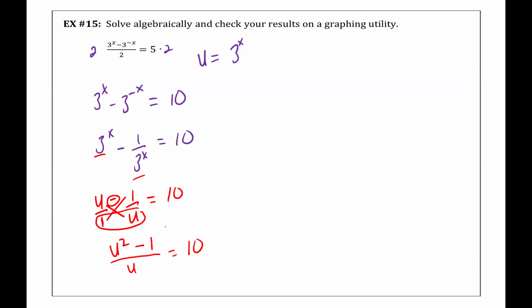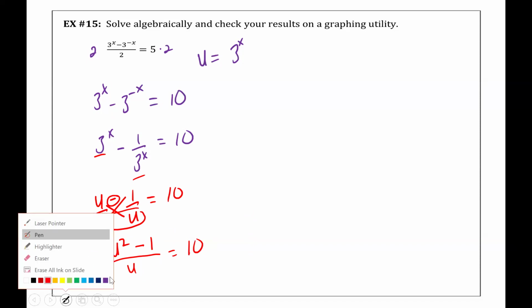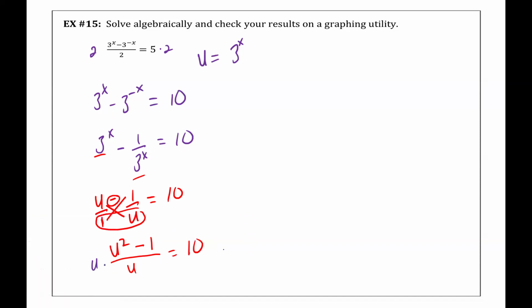All right, after you've done that, now you're looking at what you have. Well, I have a power of 2, so that tells me that I'm probably going to have a quadratic. You know you can't solve for a variable when it's in the denominator, so you've got to work your way of getting it out of the denominator. So I'm going to multiply both sides by u. And so now what I'm left with is u squared minus 1 equals 10u.